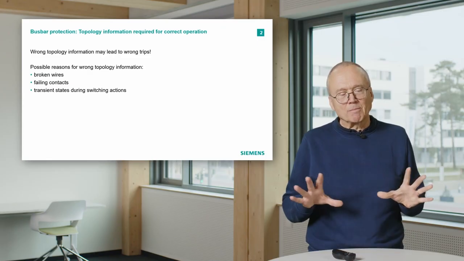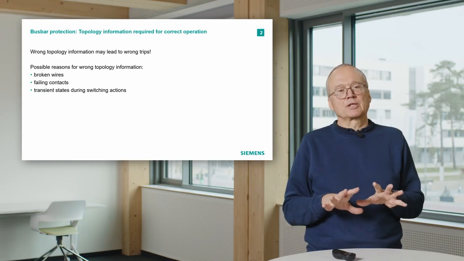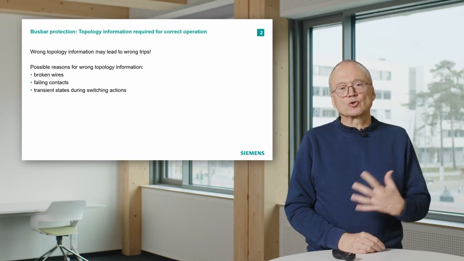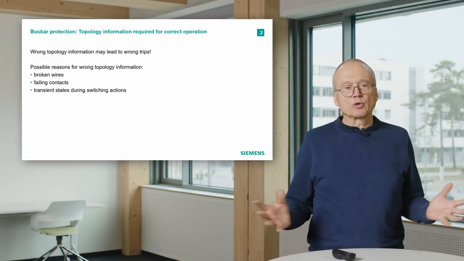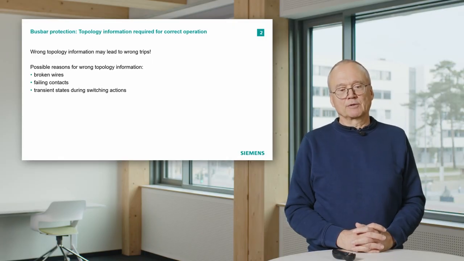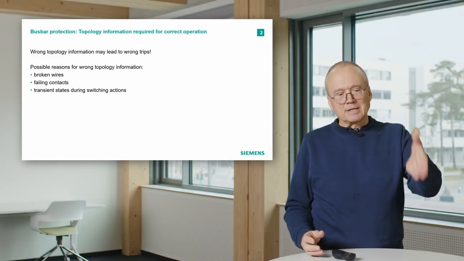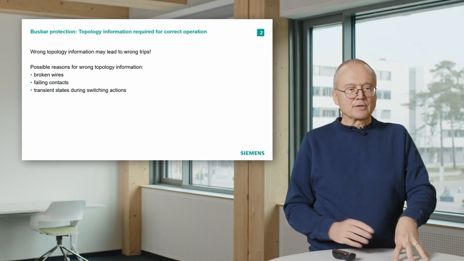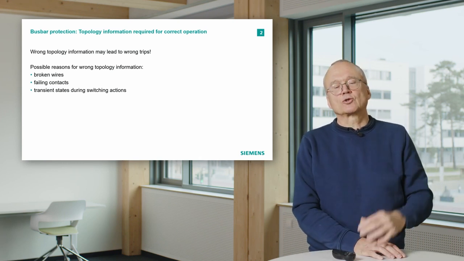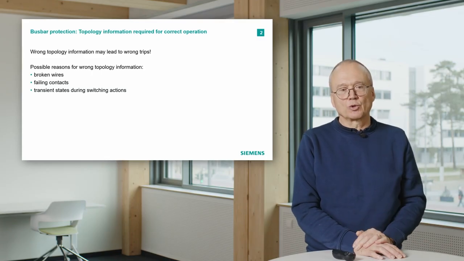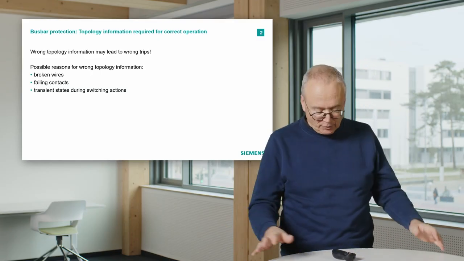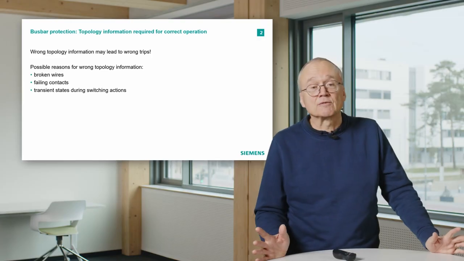trips. That means we must implement in busbar protection a few good ideas to avoid wrong tripping just because of wrong topology information. Wrong topology information means the algorithm thinks the feeder is connected to the green busbar, but in reality it's connected, for instance, to the purple busbar. And the reason for that can be broken wires.